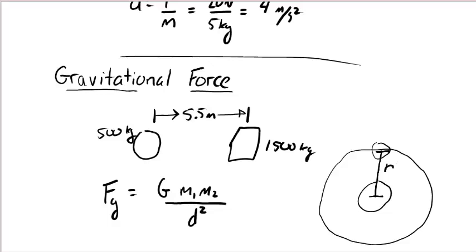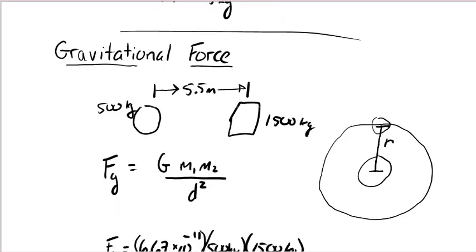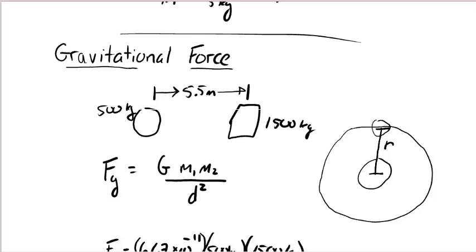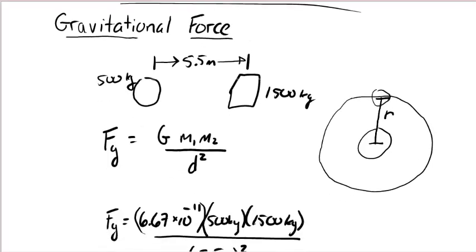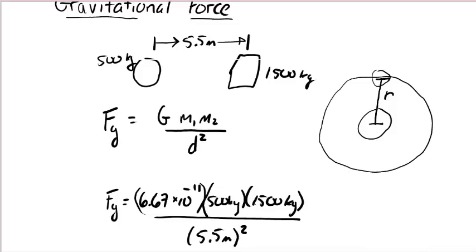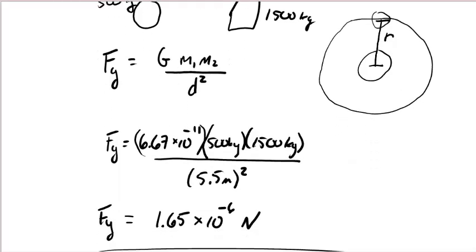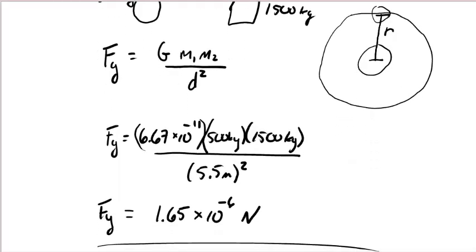And so sometimes you'll see the formula written as F equals Gm1m2 over d squared. Now if we look at these two objects up above, a 500 kilogram object and a 1500 kilogram object that are separated by 5.5 meters, they exert a force of gravity on each other. And so if we plug in the numbers, we can see that they exert a force of 1.65 times 10 to the minus 6 newtons on each other.